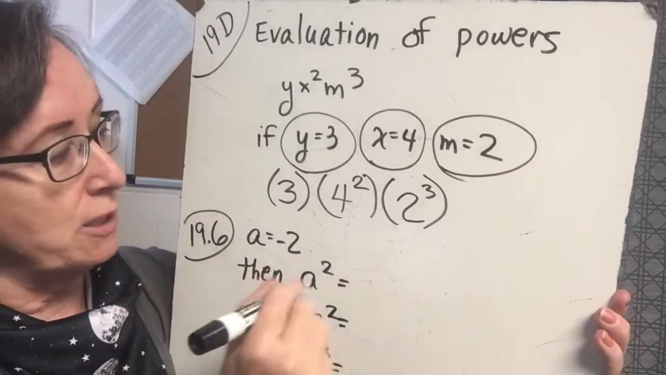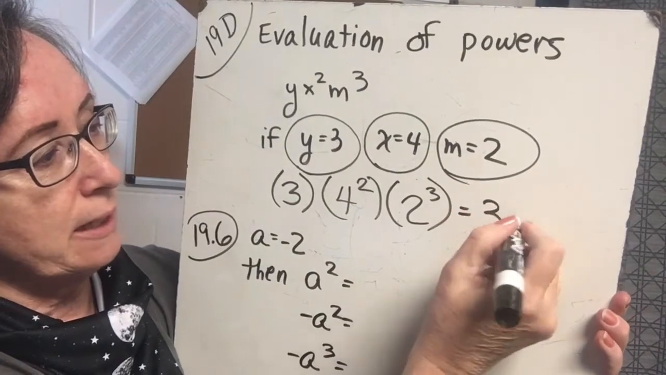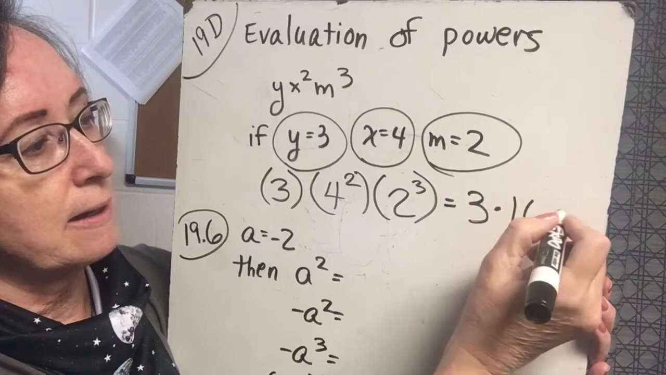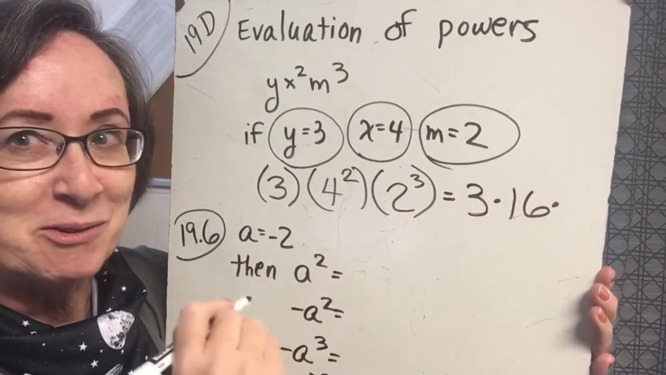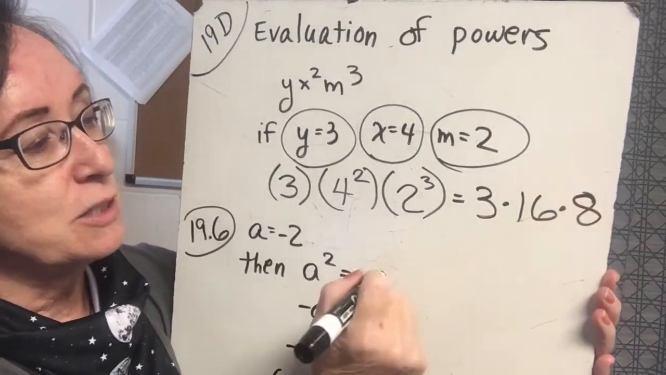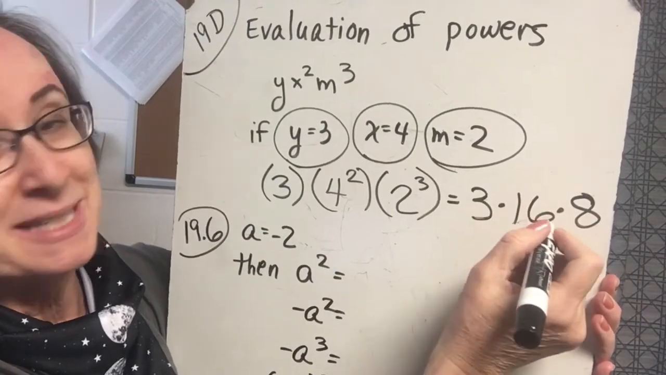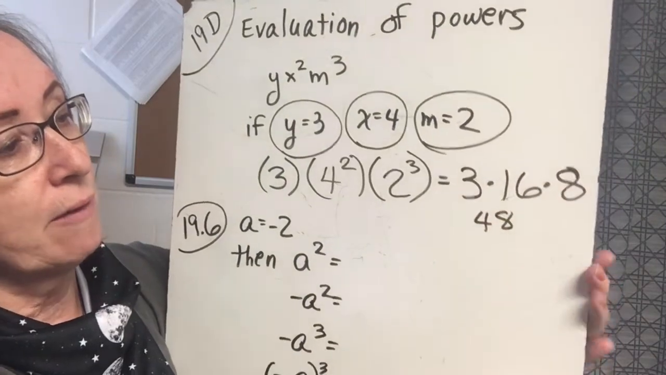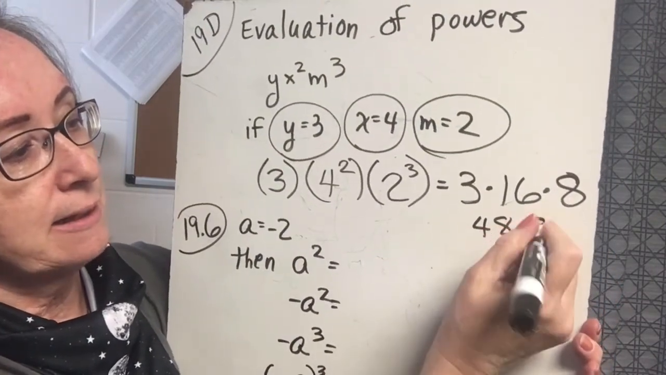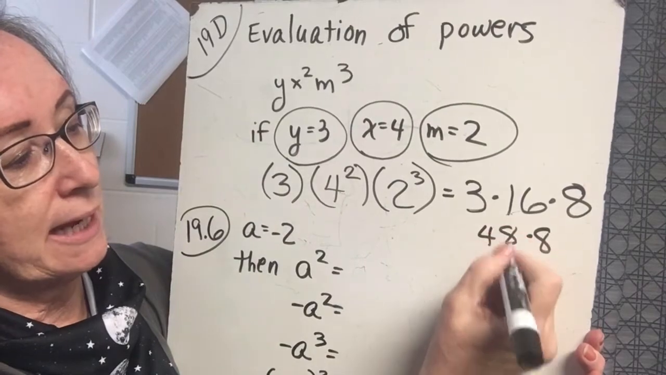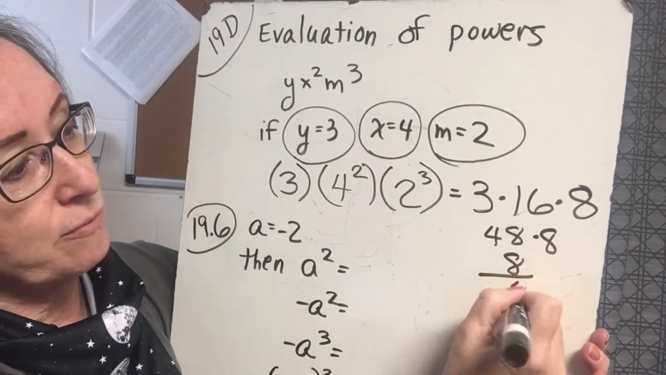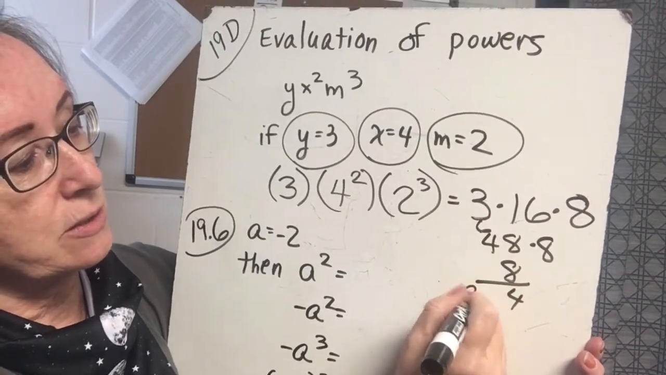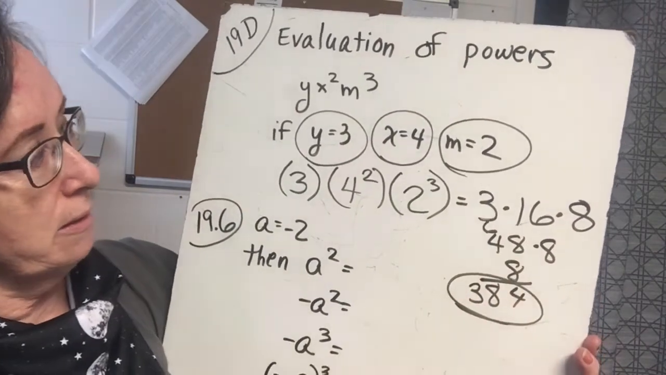So let's evaluate each one. So 3 is just 3, 4 squared is 4 times 4, which is 16. 2 cubed is 2 times 2 times 2, which is 8. So we're going to wind up with 3 times 16, which is 48, times 8. So I'm just going to multiply that. 8 times 8 is 64. 4 times 8 is 32, plus 6 is 38, so 384.